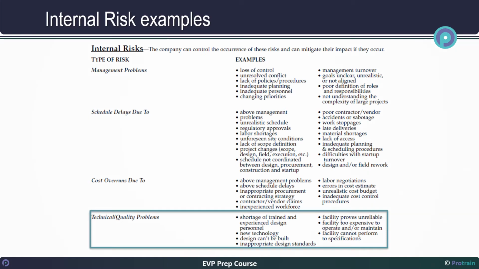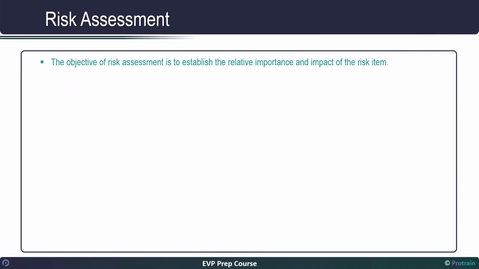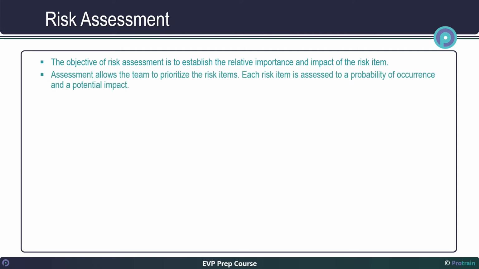Risk assessment. Risk assessment is the next step in risk management. The objective of risk assessment is to establish the relative importance and impact of the risk item. Assessment allows the team to prioritize the risk items. Each risk item is assessed a probability of occurrence and a potential impact.